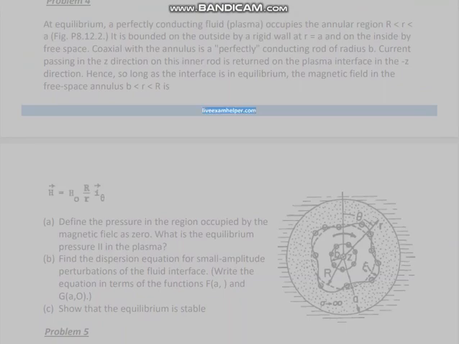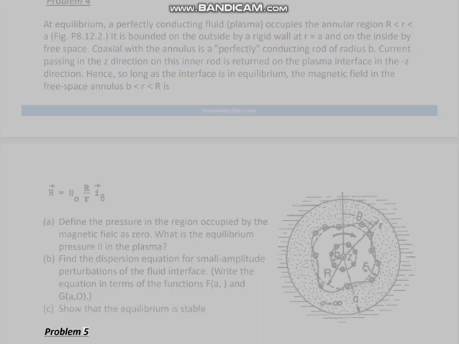A. Define the pressure in the region occupied by the magnetic field as 0. What is the equilibrium pressure in the plasma? B. Find the dispersion equation for small amplitude perturbations of the fluid interface. Write the equation in terms of the functions f and g. C. Show that the equilibrium is stable.